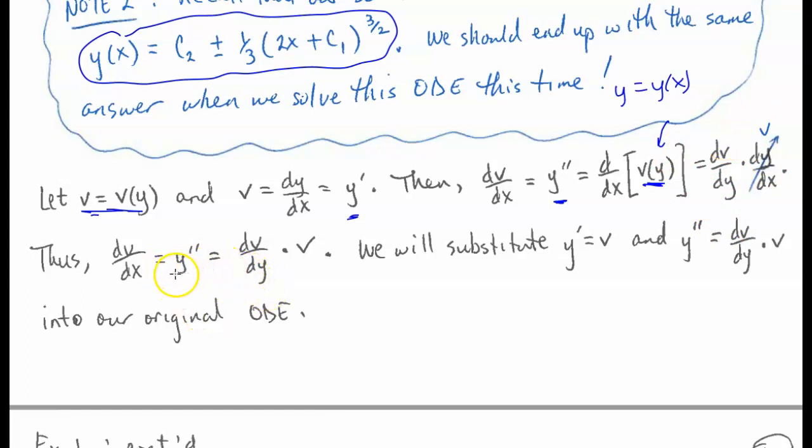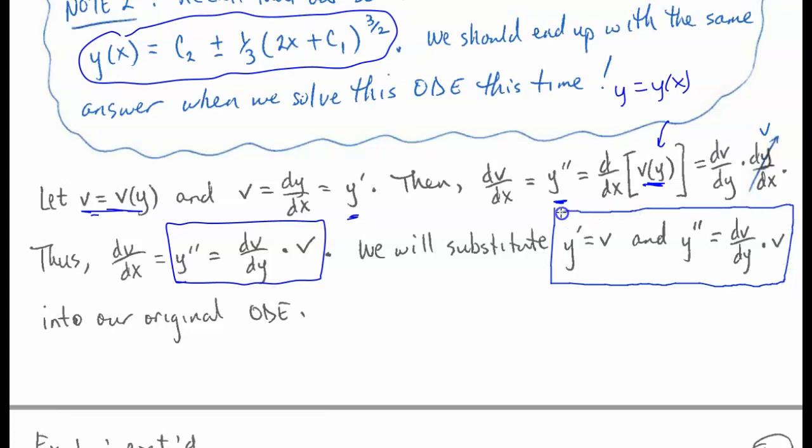So here we know that our y double prime is just going to end up being dv over dy times v, okay? So to make it real short here, this is what we need to do. Everywhere where you see y prime, replace it with v. Everywhere where you see y double prime, replace it with dv over dy times v, okay?